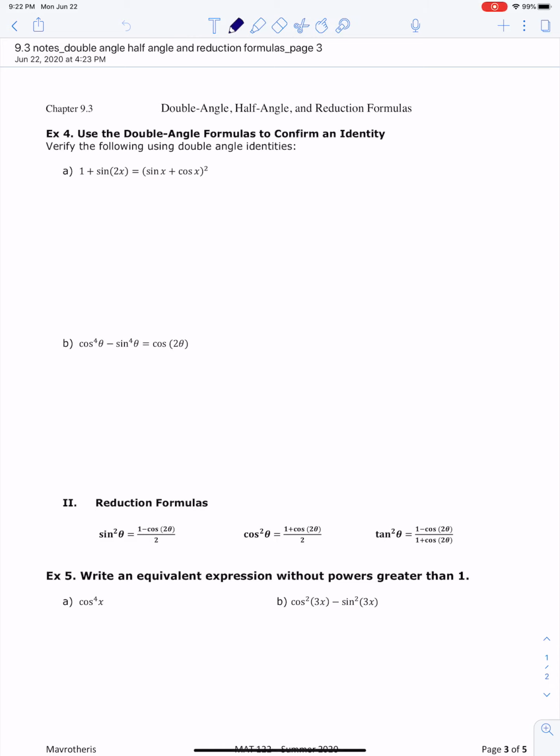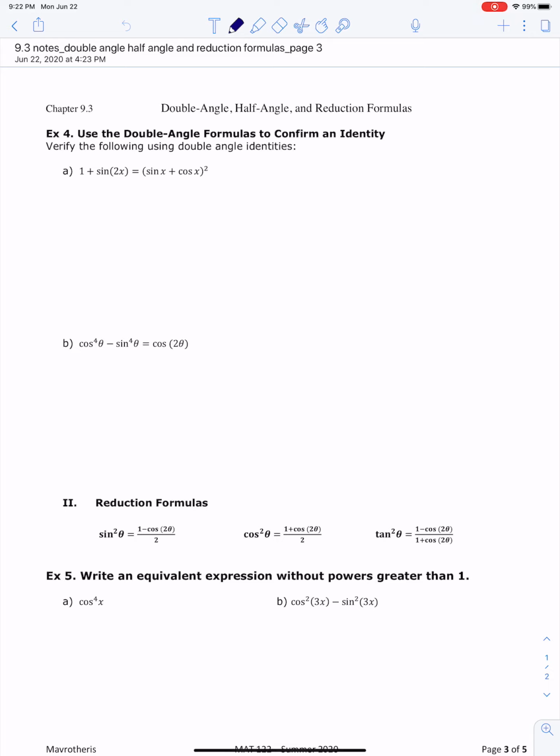Okay, these are the 9.3 notes: double angle, half angle, and reduction formulas. This is page 3, example 4. We're going to use the double angle formulas to confirm an identity.